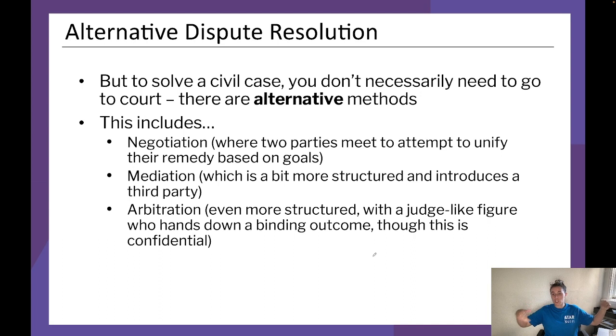Mediation is a bit like negotiation, but there's a third party that will organize it. Arbitration is kind of like a court. There is a judge-like figure who hands down a legally binding outcome, but it's not public like the court system.